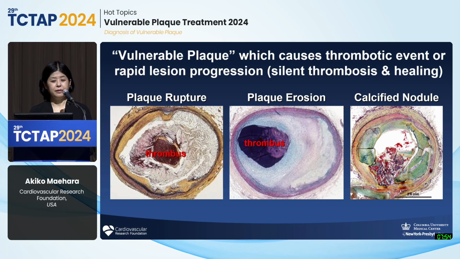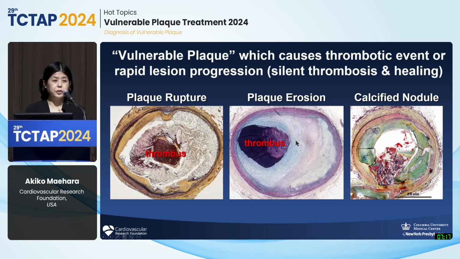So we can define the vulnerable plaque as one which causes a thrombotic event or rapid lesion progression. To understand what is a vulnerable plaque, we learn a lot from the pathologists. What they tell us is that for thrombotic lesions, about 70% is plaque rupture, 30% is plaque erosion, and 5% is calcified nodule. How the underlying plaque looks is very different depending on the pathophysiology. If that is plaque rupture, there is a big necrotic core, a thin cap, and rupture of the thin cap, which causes the thrombotic event.